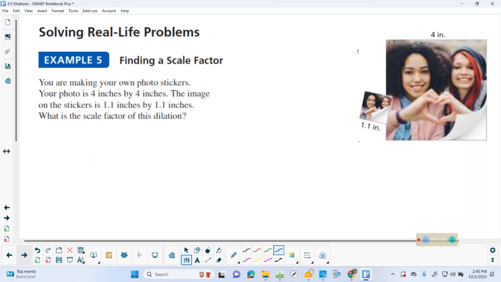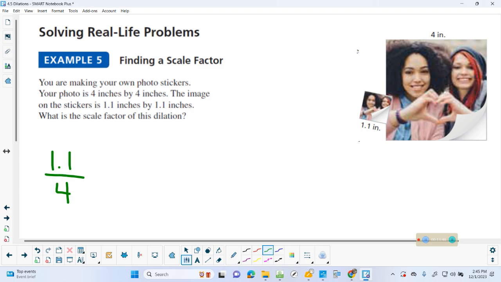Read closely. You're making your own photo stickers. Your photo's 4x4. The image on the stickers is 1.1 by 1.1. What is the scale factor? So the question is, are you doing 4 over 1.1 or 1.1 over 4? That's what you're going to think about. Are you making your photo stickers bigger or smaller? Smaller. Okay, if you look at the picture, of course, it tells you we're making them smaller. We're going by 4 to 1.1. So we want that smaller number on top, bigger number on the bottom.